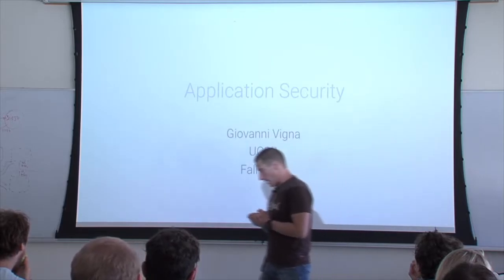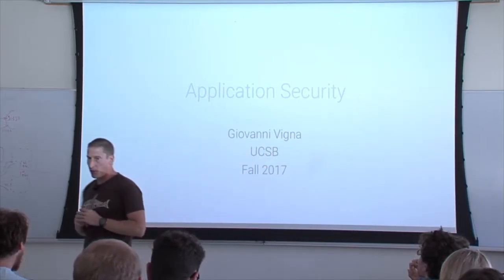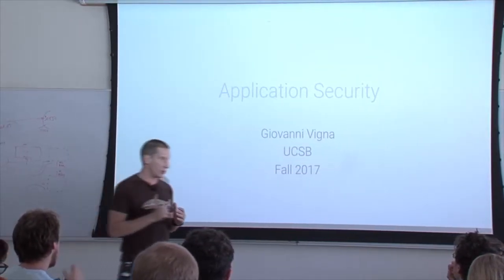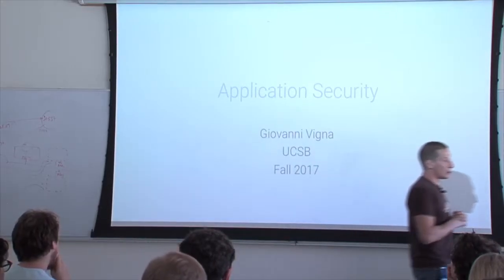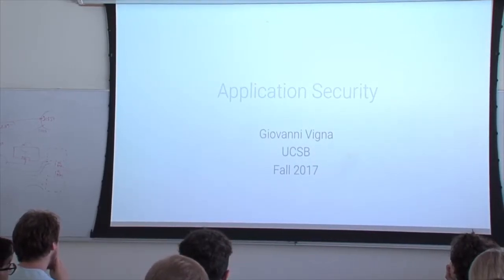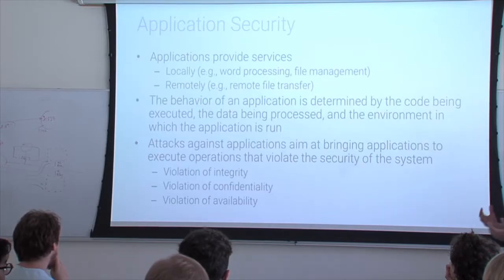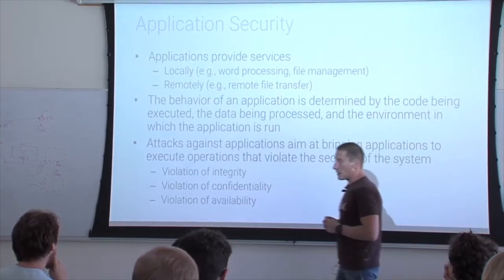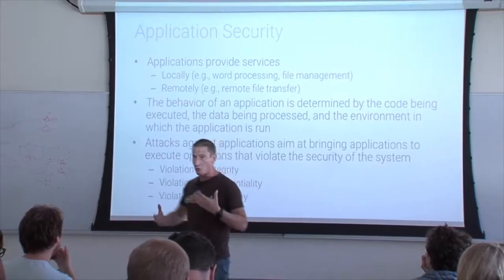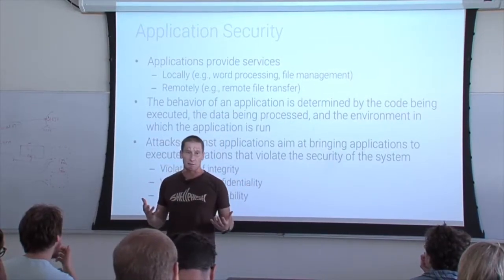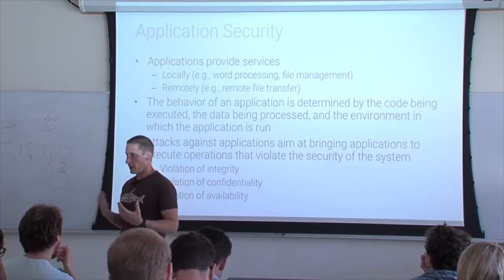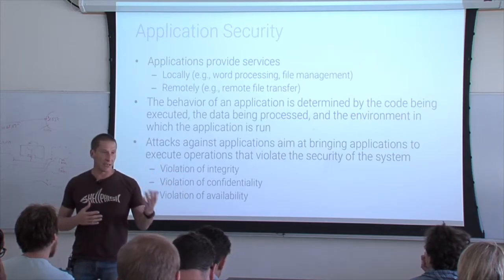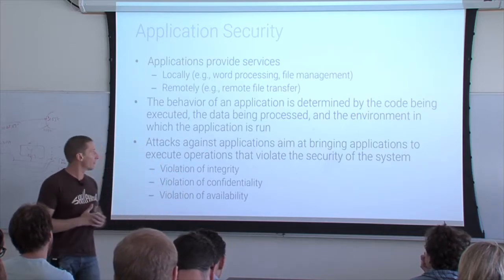We start now a new sort of chapter of the class, and we're going to talk about application security. So how to look at the security of applications. We have seen protocols, and now we're going to look at applications, which are actually the code that runs and provides services, either locally, like a word processing tool or an editor, or remotely, like a server.